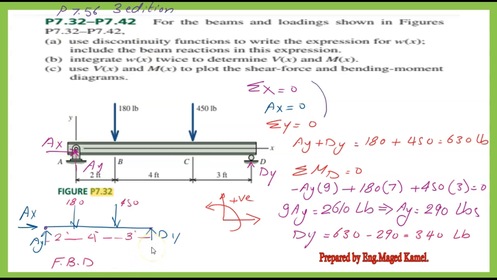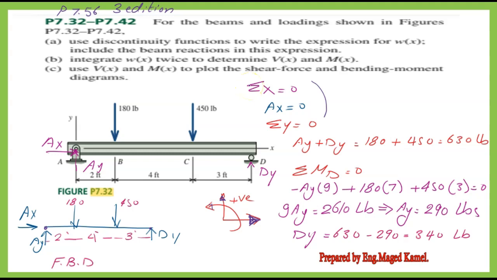Using the three equations of equilibrium, sigma Fx equals 0, sigma Fy equals 0, and sigma M equals 0, following the standard rule for directions. For horizontal loads, the positive direction is to the right. For vertical loads, the positive direction is upward. For moments, the positive direction is anti-clockwise.